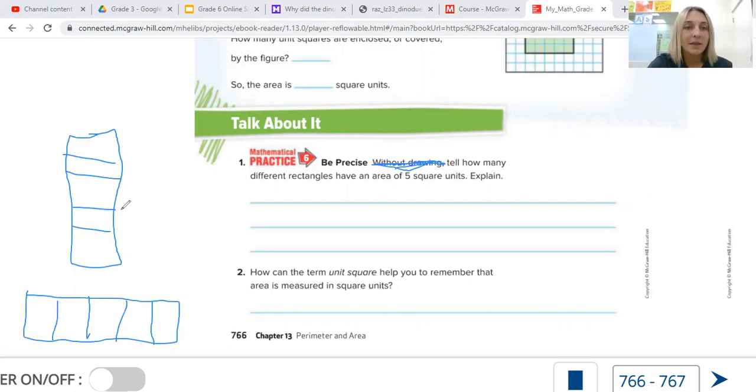Now you might think, well, maybe I could move some of these here. That's 4. Well, then they're not there anymore. But then I have one here. Does this make a rectangle? No, because there's something missing here. So I can only draw this 2 different ways.